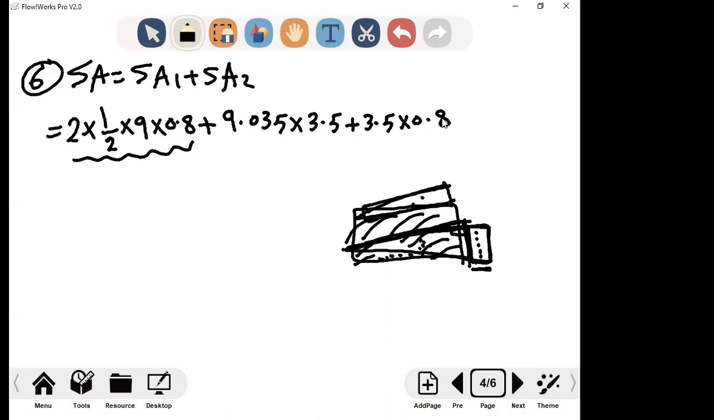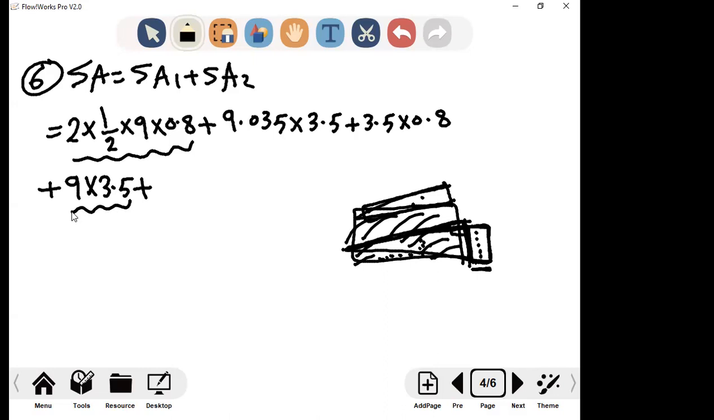Now the upper prism is easier. It's a rectangular prism. How many faces do we need to find? 5 faces, because the face in the middle, we don't need it, right? Now let's start with the upper face. It has length 9 and width the same as 3.5, so we have 9 multiply 3.5. This is the upper face of the whole prism.